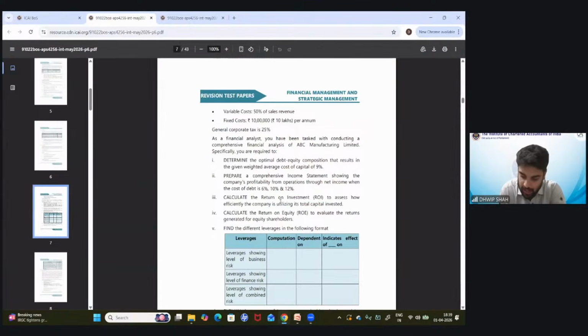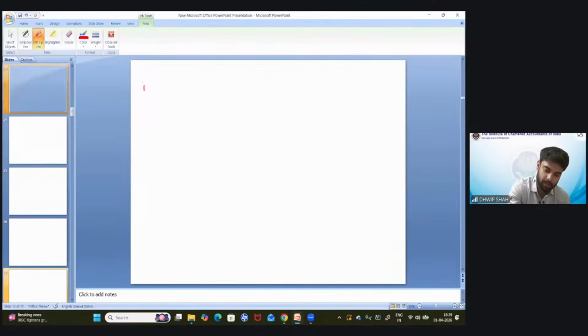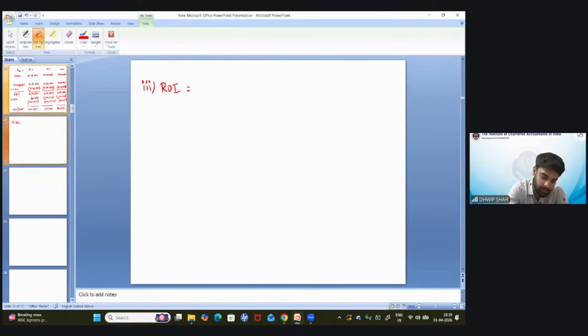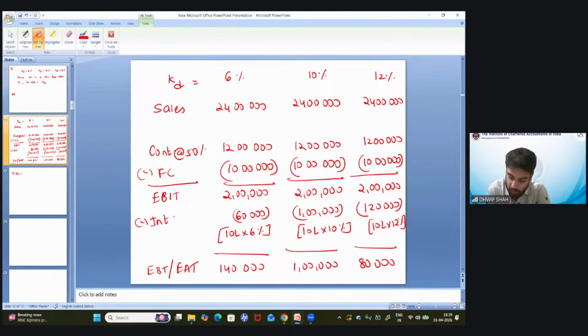Point number 3, calculate ROI to assess how efficiently company is utilizing its capital invested. So point number 3 is ROI. What is the formula of ROI? My capital invested in the business is 20 lakh. उस 20 lakh पे मैंने कितना अर्निंग्स कमाया? तो can I say I have to consider EBIT as my earnings for ROI.